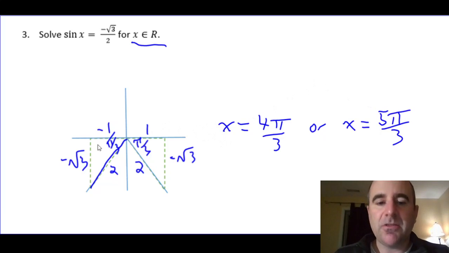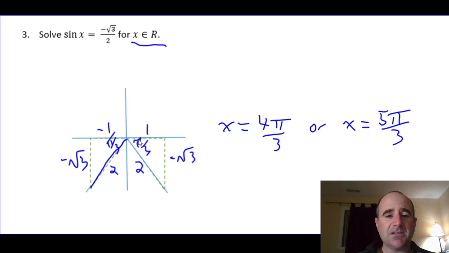Now, there are other answers, though, because every time we go around the unit circle, we get another answer. So I could start here at 4 pi over 3, and then I could rotate all the way around, do like a 360, and still be at 4 pi over 3. I could also do that with 5 pi over 3. Start at 5 pi over 3 right here, rotate all the way around, and still be at 5 pi over 3. And I could do that as many times as I wanted.